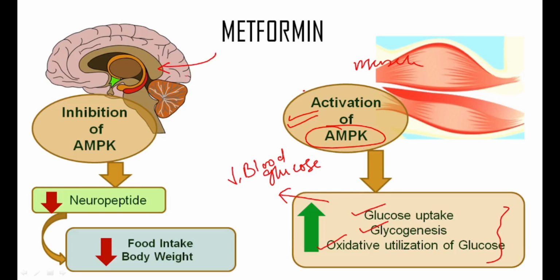While in the brain or CNS, when it acts on the hypothalamus, it will cause the inhibition of AMPK. Now in all other cases like muscle and liver, we have seen that metformin causes the activation of AMPK, but in the hypothalamus it causes the inhibition of AMPK. As a result there is a decrease in the neuropeptide level, so that food intake and body weight will be reduced. And this is one of the major mechanisms of metformin. Again, we have told that metformin reduces the body weight. So here we can find that by inhibition of AMPK, it decreases the food intake and reduces the body weight. So this is all about the different mechanisms of metformin.